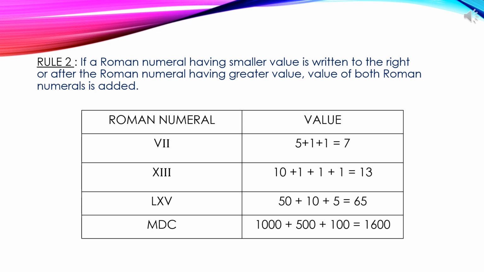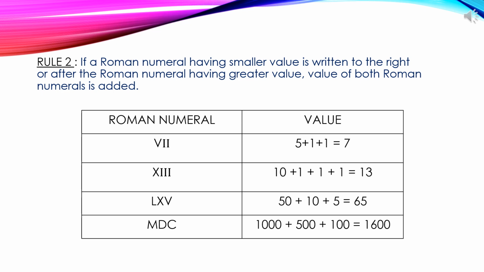In a similar manner, I have written XIII, where X denotes 10, I denotes 1. 10 plus 1 plus 1 plus 1 equals 13. Next term LXV. Here L denotes 50, X denotes 10, V denotes 5. L is greater number and X and V are smaller numbers. 50 is greater than 10 and 10 is greater than 5. And I have written all smaller numbers on the right hand side of the greater number. So it will be added, that is 50 plus 10 plus 5 equals 65.